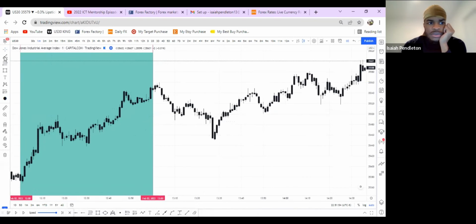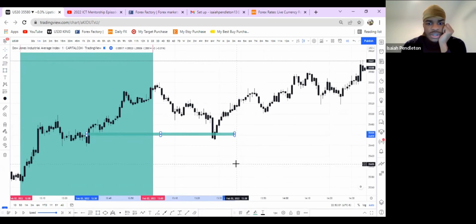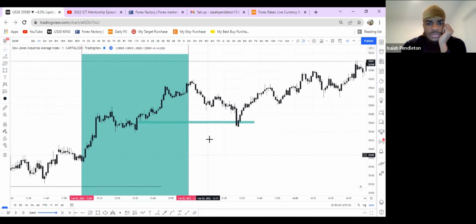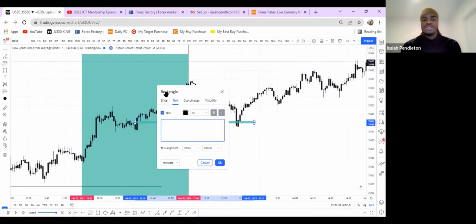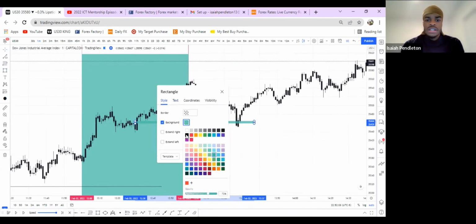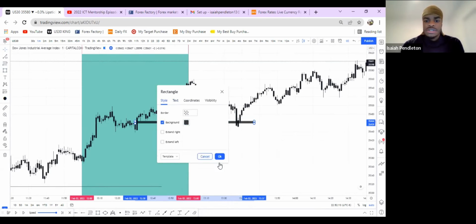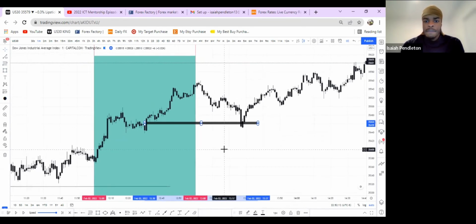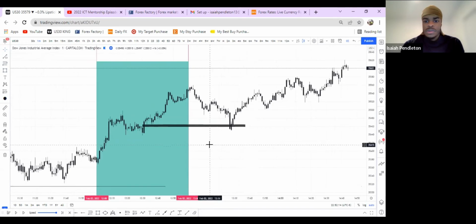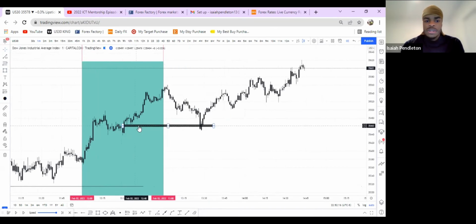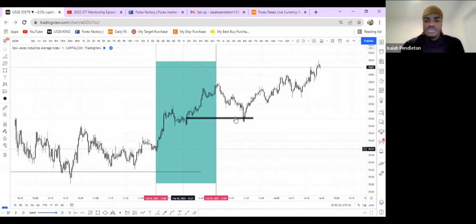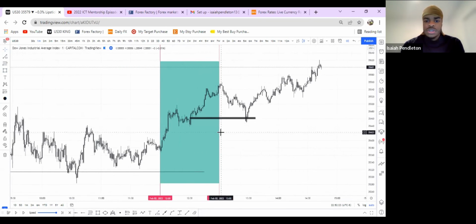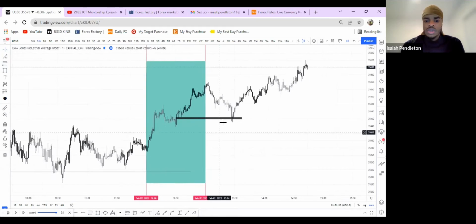Right here, our fair value gap. So this could have been another entry area here. Obviously, using hindsight, this is how we practice, as ICT mentions. So we have our fair value gap here, and that was another entry area. So this is right after 1 o'clock, 1:30 hits.